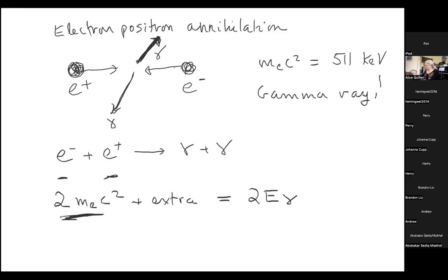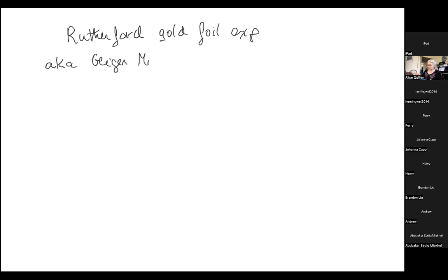Okay, so another set of experiments. Let's talk about the Rutherford gold foil experiment. So when I was in school, I learned to call it the Rutherford gold foil experiment. But apparently it was done in Rutherford's lab, and the people who actually did the experiment were Geiger and Marsden. So nowadays it's also known as the Geiger-Marsden experiments.